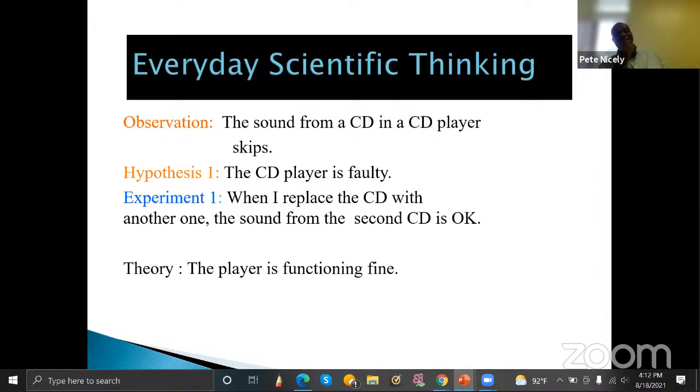Now, in this particular case, it turns out that the sound arising from the second CD is okay. So the theory based on that experiment is that there's nothing wrong with the player. The player is functioning fine, all right? So we have taken care of that particular hypothesis.